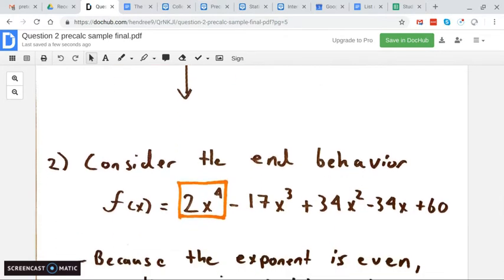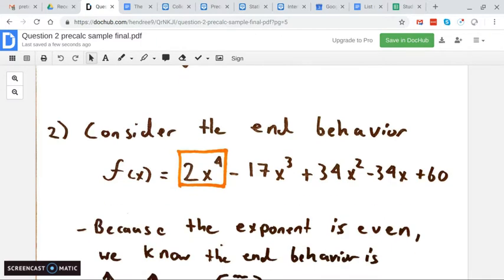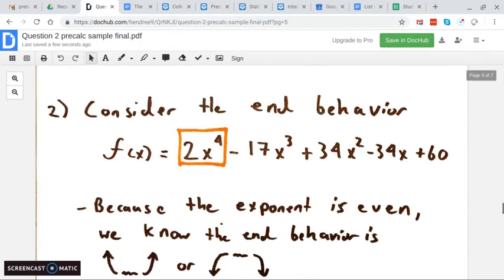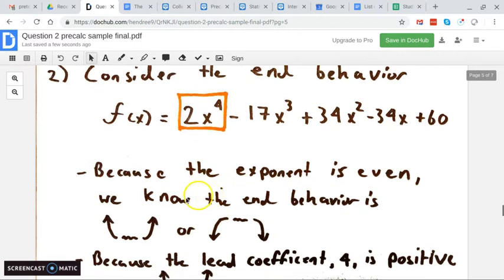Next, I'm thinking of the end behavior, right? This was one of the big skills on Con, the end behavior of functions. I'm just looking at the lead coefficient to figure out the end behavior of a polynomial. And the first thing I look at is this exponent. Because the exponent's even, weird stuff can happen in the middle, but the ends are going to look like a parabola.